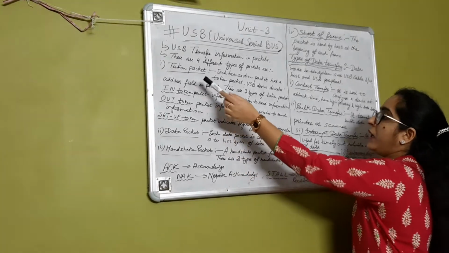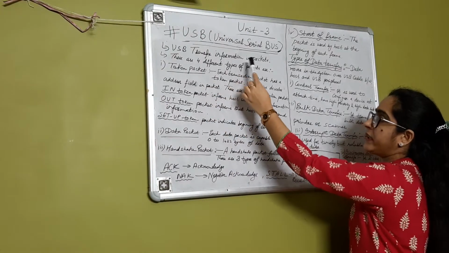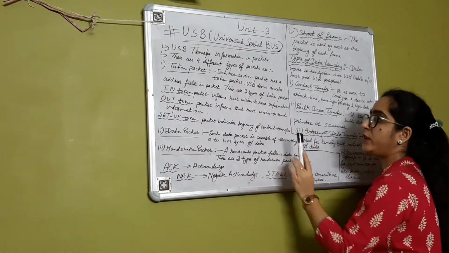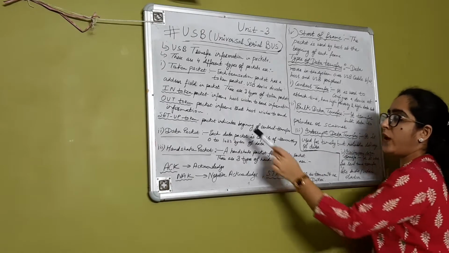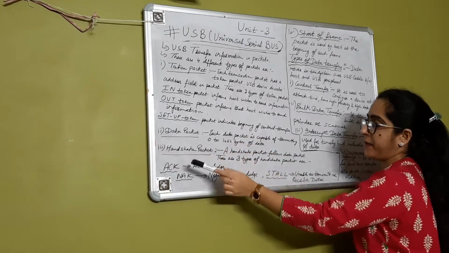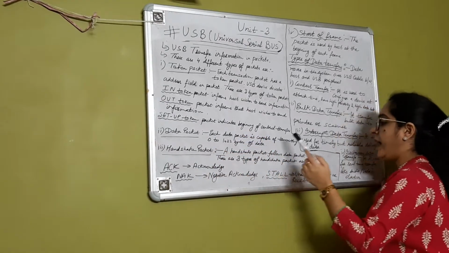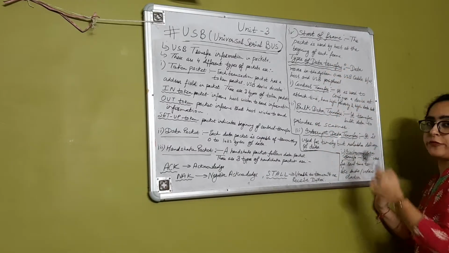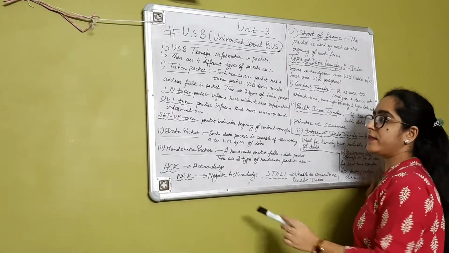Now there are 4 types of packets. What are the types of packets? One is the token packet, another is the data packet, third is the handshake packet, and fourth is the start of frame. So one by one I will discuss this.